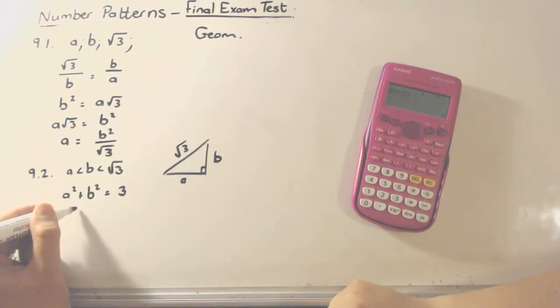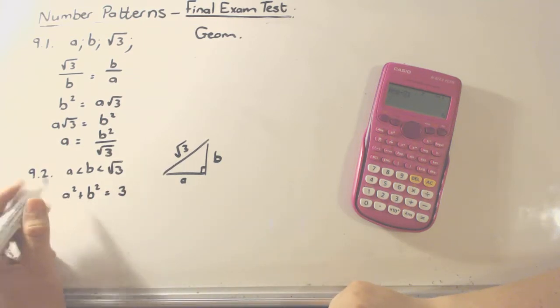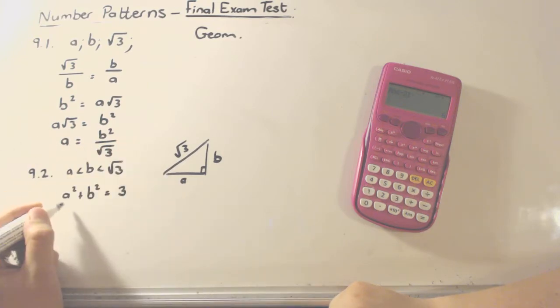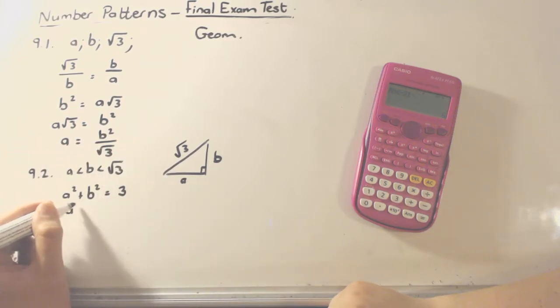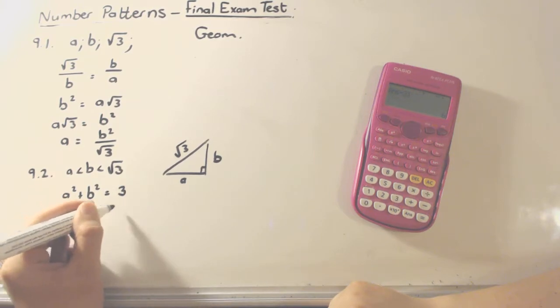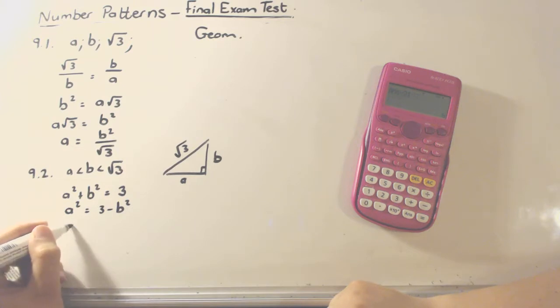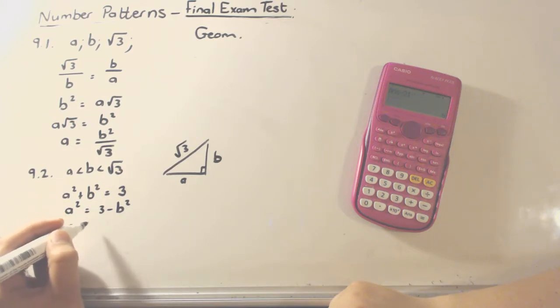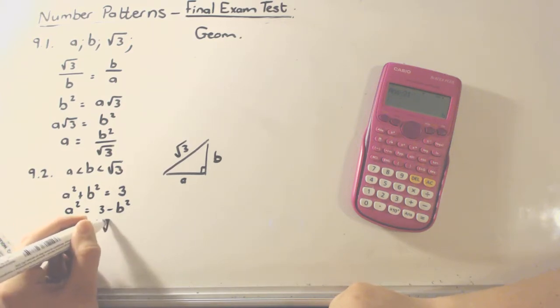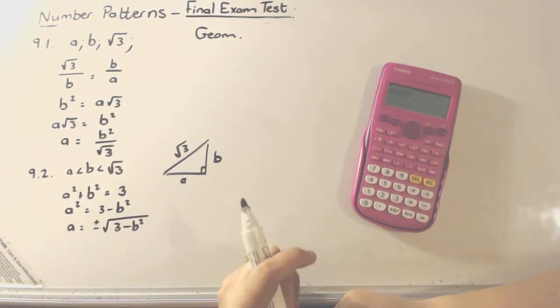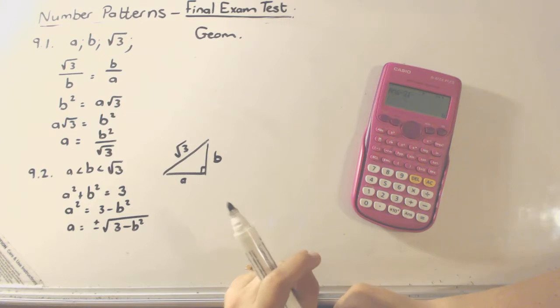And that means I'm also going to get a relationship in terms of a alone. So I've got a squared is 3 minus b squared. I just solve for a. And then a is plus or minus root of 3 minus b squared, like that.